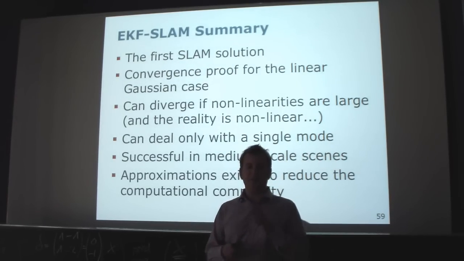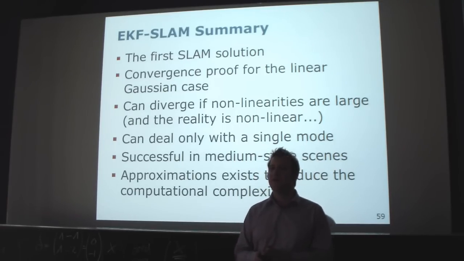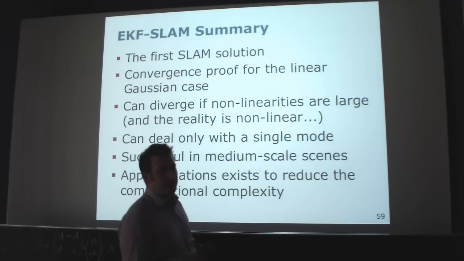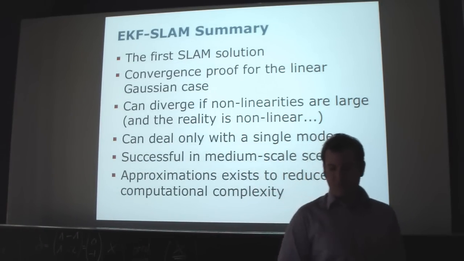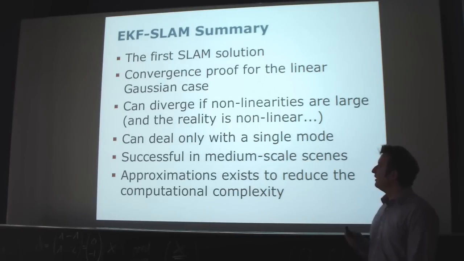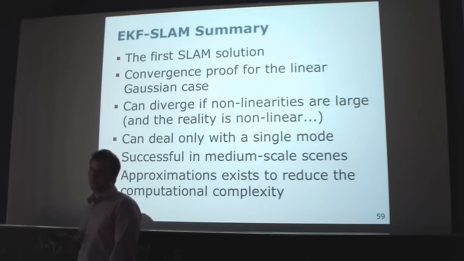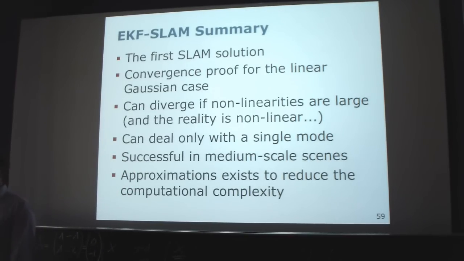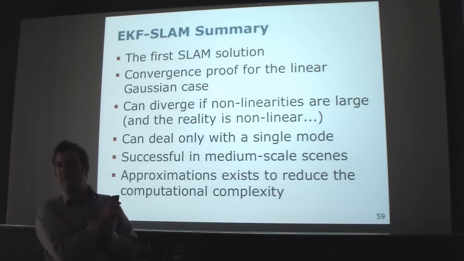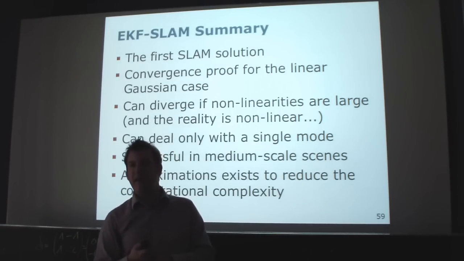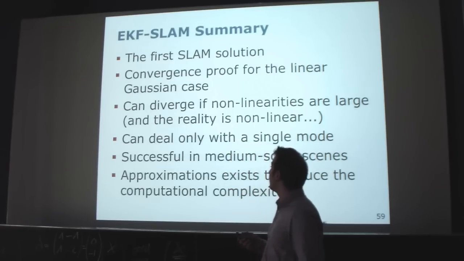So a few words to sum that up. The EKF was actually the first real solution to the SLAM problem with the full probabilistic treatment. There exist convergence proofs for the linear Gaussian case. The problem is, in reality, if you have nonlinearities, the system can diverge. If your nonlinear function is really badly behaved, your Taylor approximation may be too bad an approximation to come up with a good estimate of the environment. So if you have really bad nonlinearities, this can lead to problems.